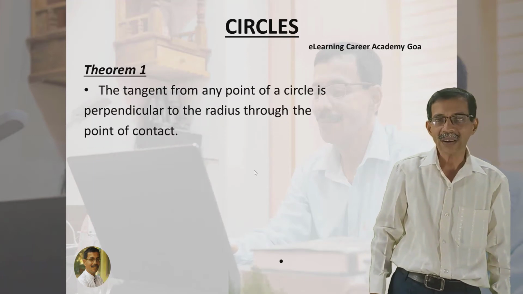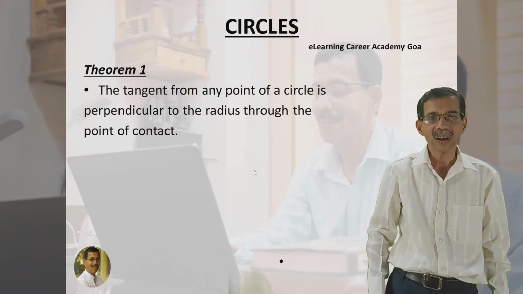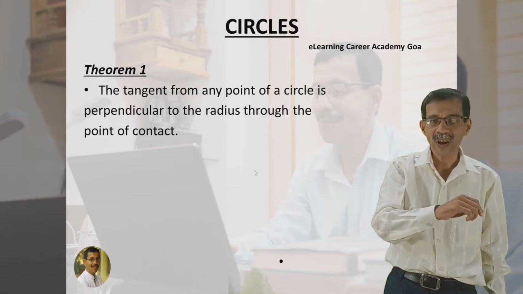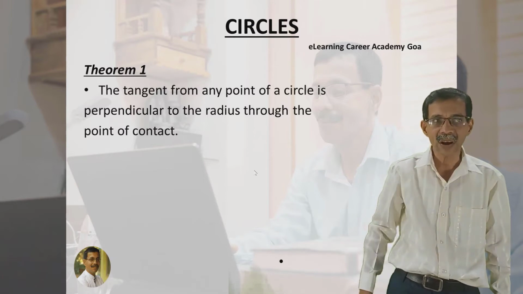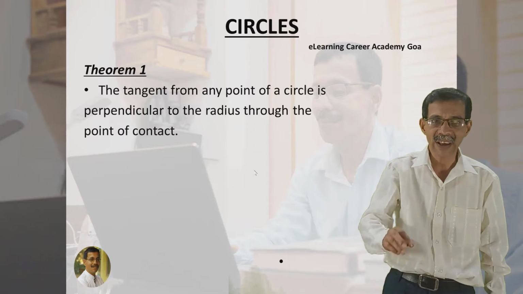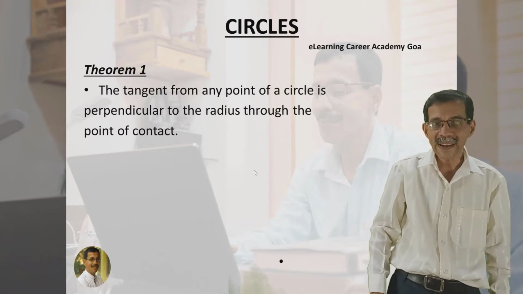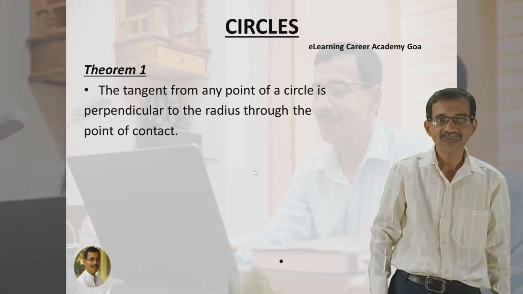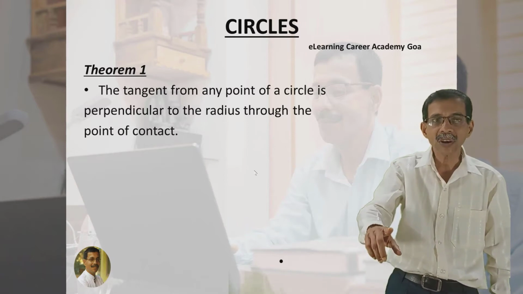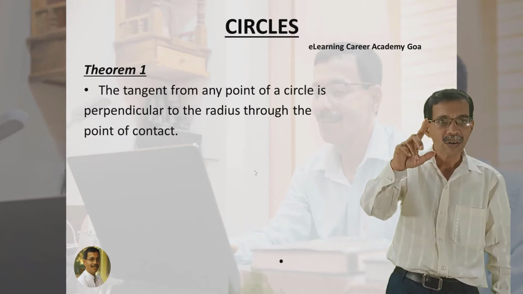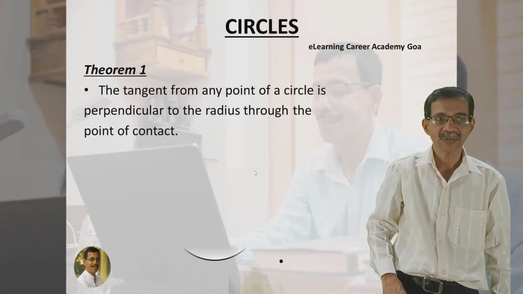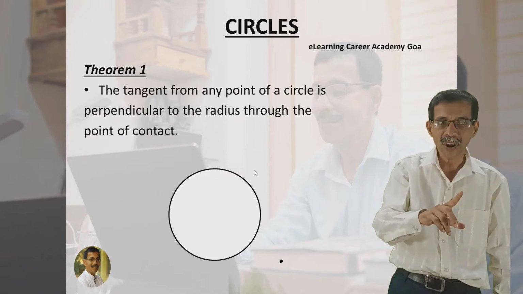The next part is we will have to learn two important theorems. Among those, the first one, theorem number 1, says: the tangent drawn from any point of a circle is perpendicular to the radius through the point of contact. We have learned what the point of contact is.